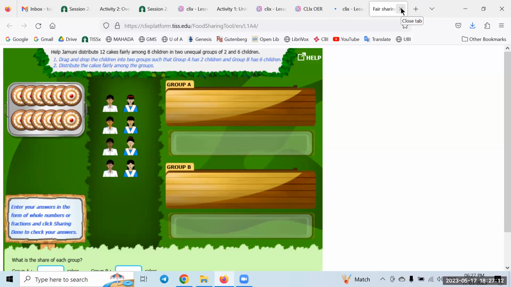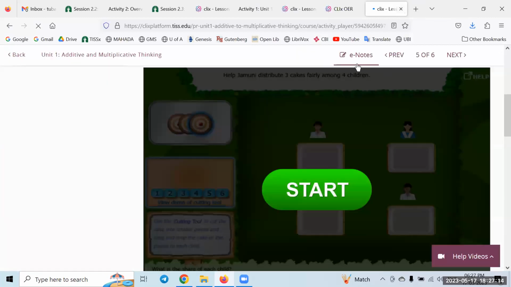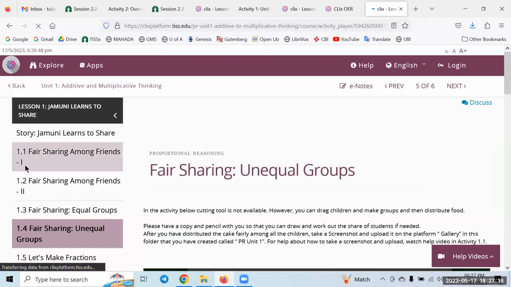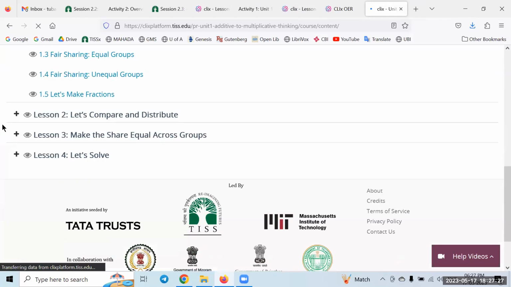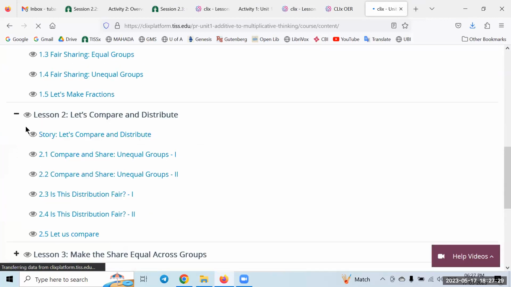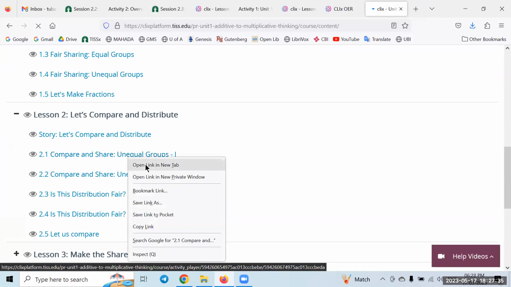Tuba, go to 1.2, I think. Just go back. Yeah, go back. Lesson 2. Yeah, I'm just going there. Unit 1, lesson 2. Yeah, so this has compare and distribute, compare and share unequal groups, and is this distribution fair? Just show one of them.